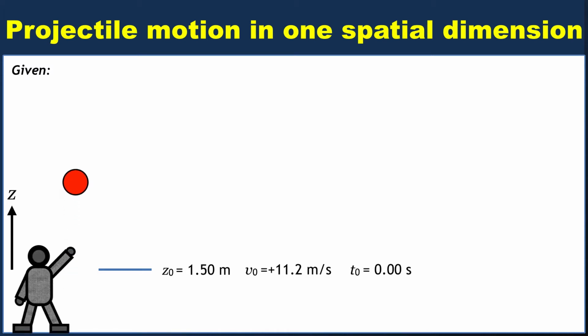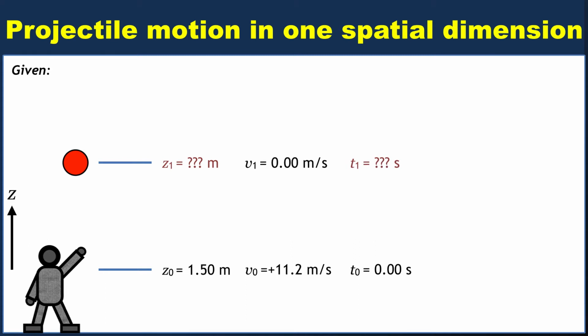Now, the ball goes up in the air. And at the maximum height, well, we don't actually know the value of the maximum height. That's one thing we'll have to solve for. But we do know the velocity when the ball reaches its maximum height. In one spatial dimension, if the ball goes up and comes back down, it has to be moving with a velocity of 0 at its maximum height. If it isn't, it must not be at its maximum height. We don't know the time at which this happens. That's another thing that we'll solve for.